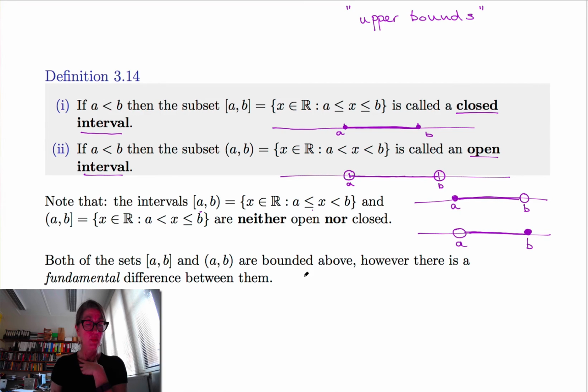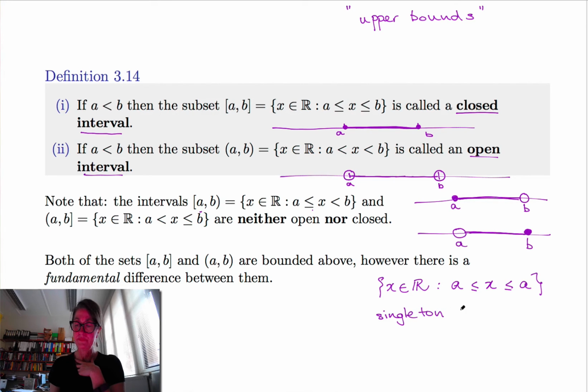The other thing we can think about, how about this one? What if we've got the set of x's in R such that a is less than or equal to x is less than or equal to a? What does that mean? Well, we call this a singleton set, and that's just equal to the set that contains only a. So that's just a one element set.